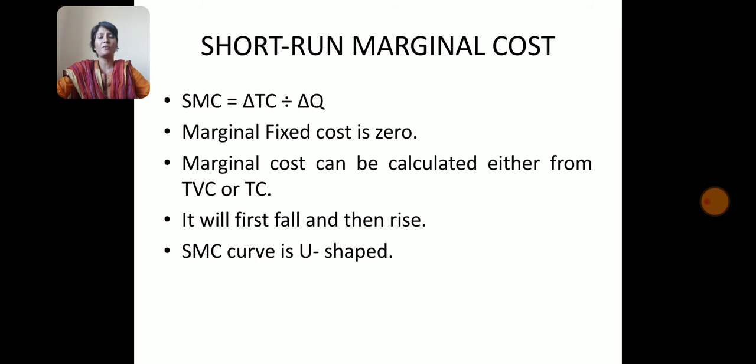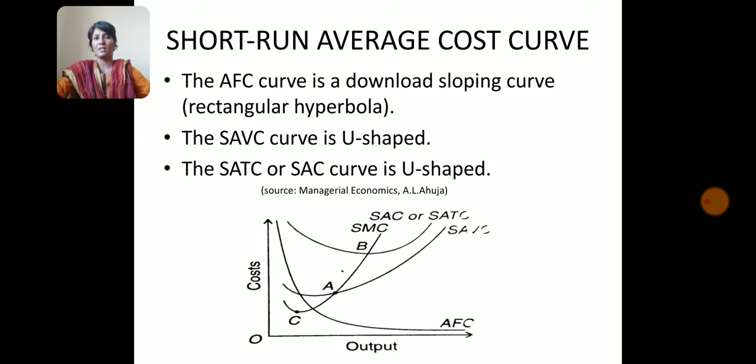Since total fixed cost do not change with output, marginal fixed cost is 0. Marginal cost can be calculated either from total variable cost or total cost. The result will be same in both the cases. As TVC or TC first fall and then rise, marginal cost also behaves in the same way. The SMC curve is also U-shaped.